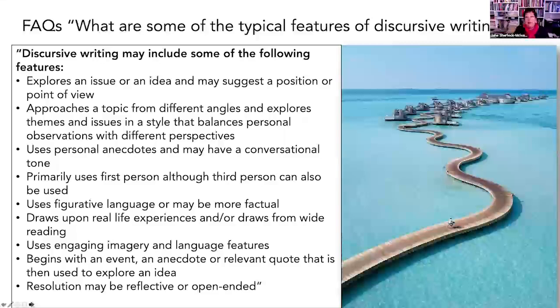Now, in the frequently asked questions from NESA back in February 2019, it says that it can explore an issue or an idea. And you can suggest a position or a point of view. So you can be yes and no, and positives and negatives, different angles, a different theme, a different issue. You can have some personal anecdotes. It can be in the first person, but you can use the third person. You can use figurative language, but it can also have factual. You can draw on your own experience, or you can draw on wide reading. It can have interesting language features.